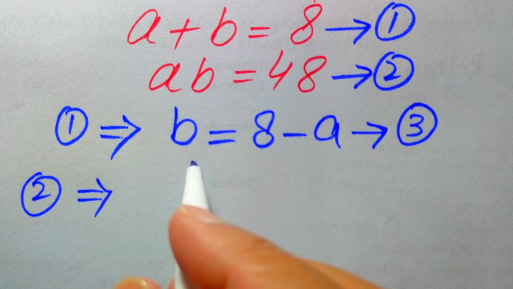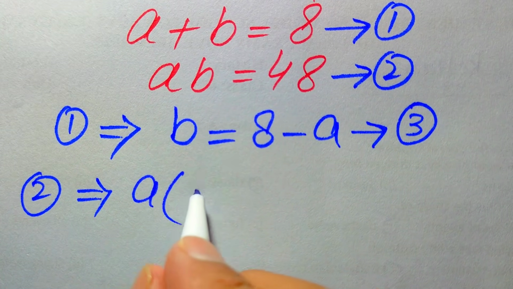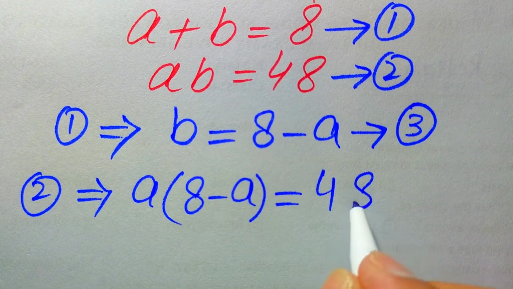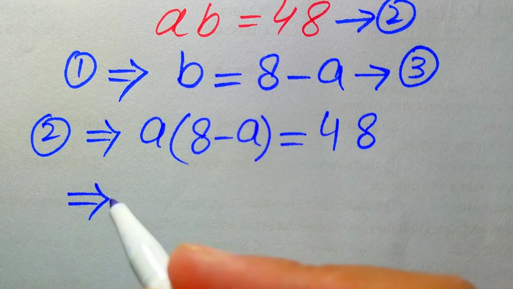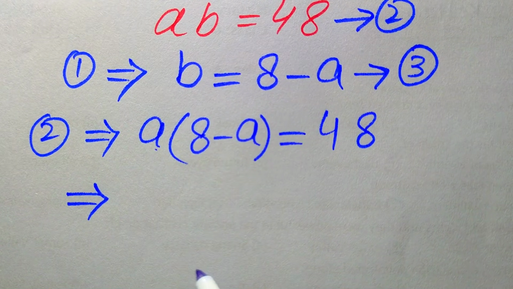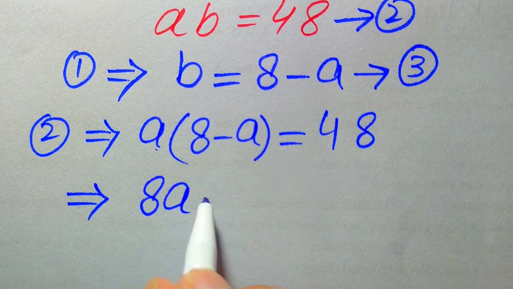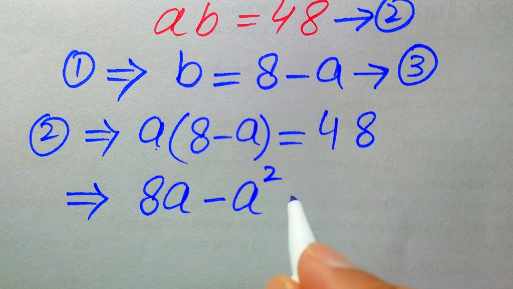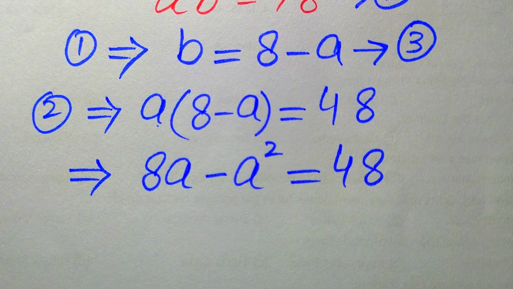So our equation number 2 implies that we put the value of b here and it becomes a times 8 minus a is equal to 48. And now in the next step we need more simplifications here, and we multiply this a separately on both of these two values, and we get 8a minus a times a, which is a square, and this is equal to 48.